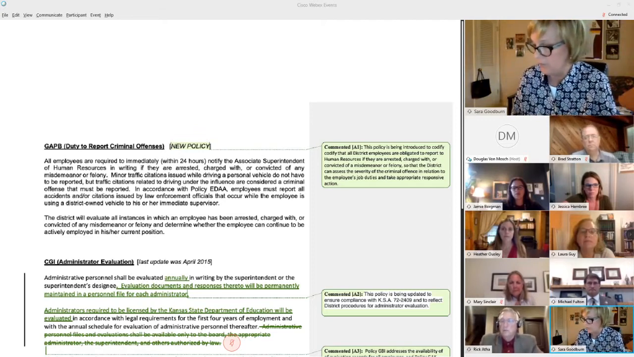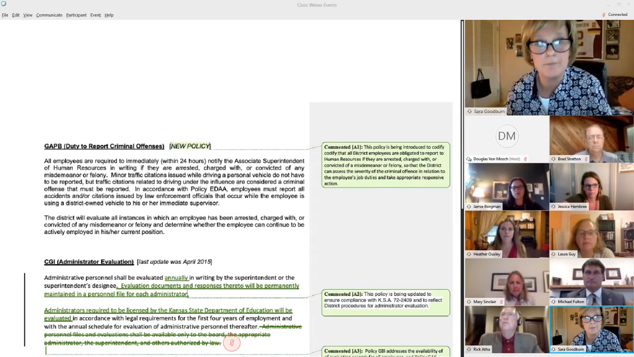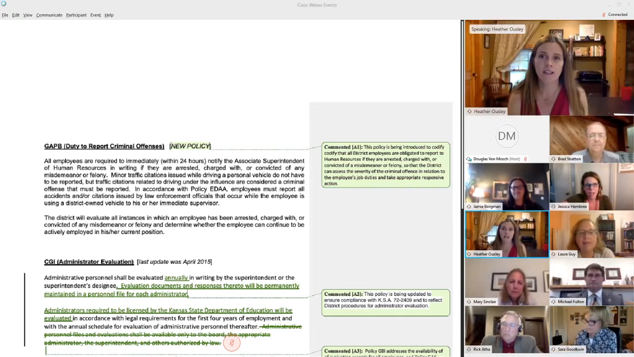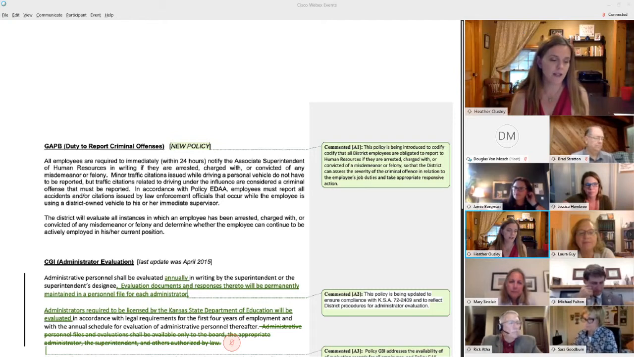Fulton on this one. So it's recommended for approval. Great. Thank you so much. All those in favor, please say aye. Aye. Any opposed? Okay, hearing none, that passes unanimously. And then moving on to 5.3, approval to purchase general lines of insurance.